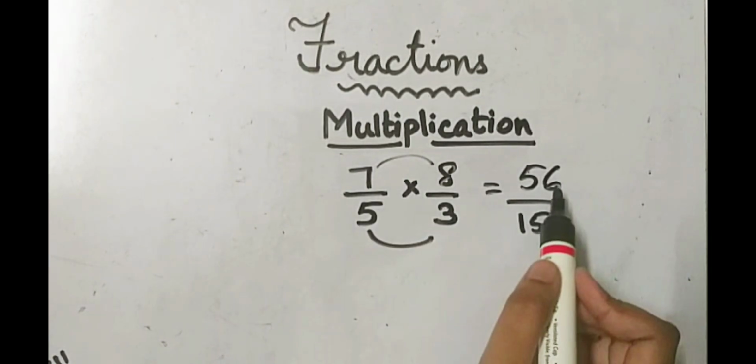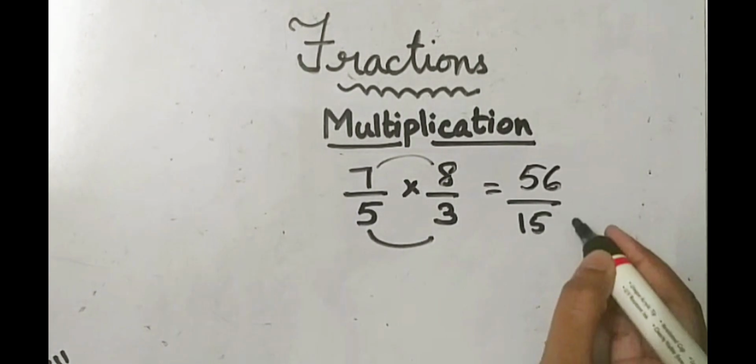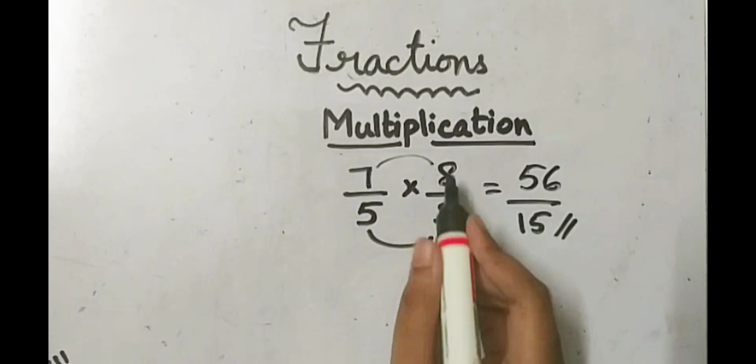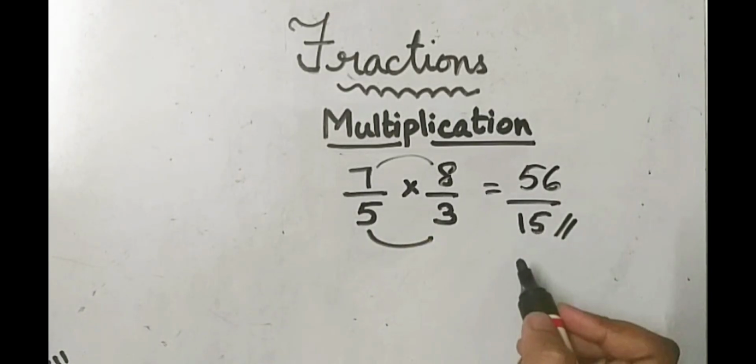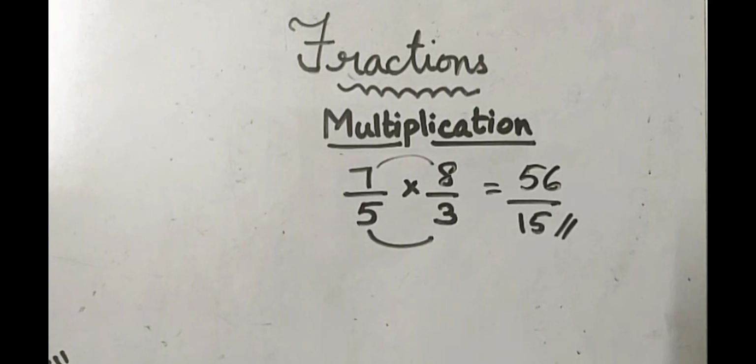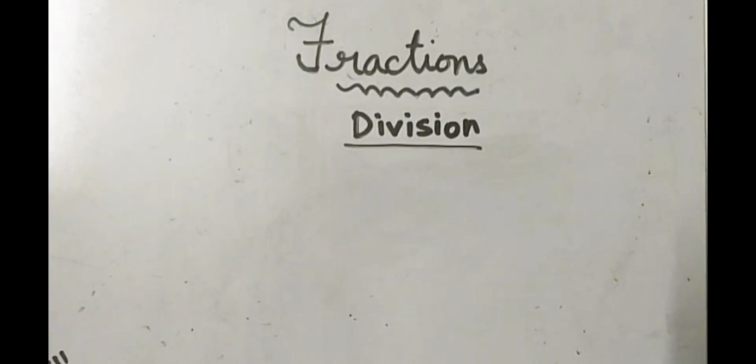That's it. 7 eights are 56, 5 threes are 15. This is the answer. 7 by 5 into 8 by 3 is 56 by 15. Now next we will do division of fractions.